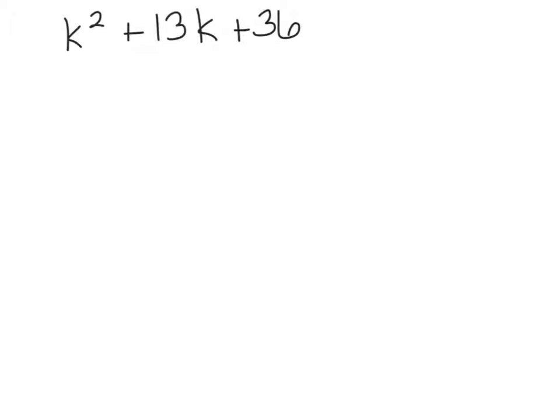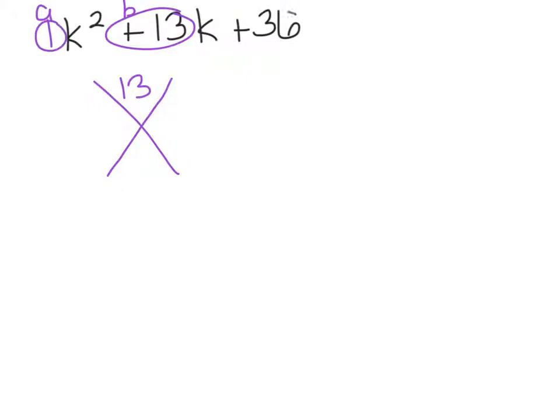Again, look for common factors first. We don't have any, so we're ready to do our x. B goes in the top. A times C, A is 1, C is 36, goes in the bottom. This time, as we list our factors, everything is positive, so all our factors will be positive.